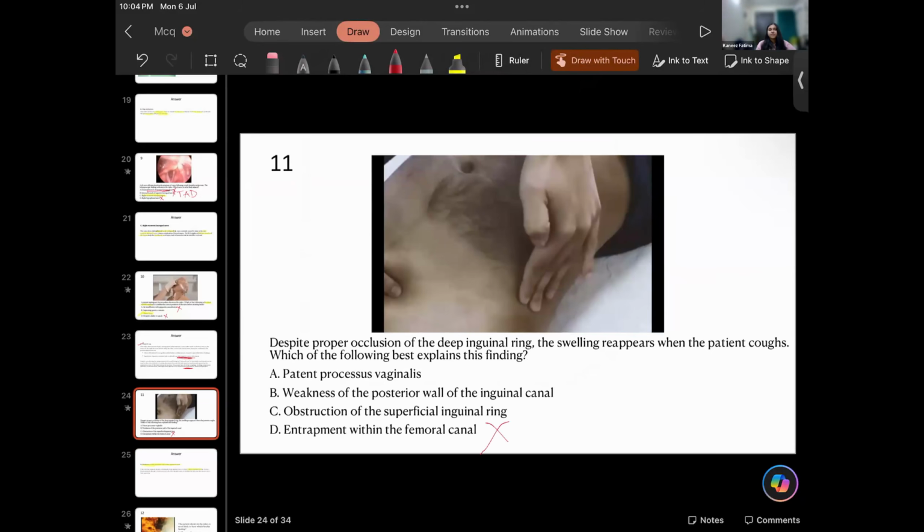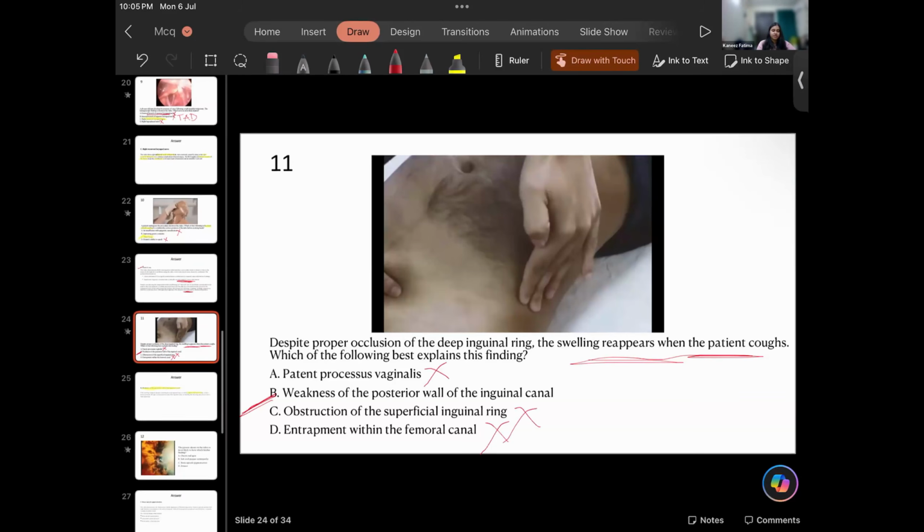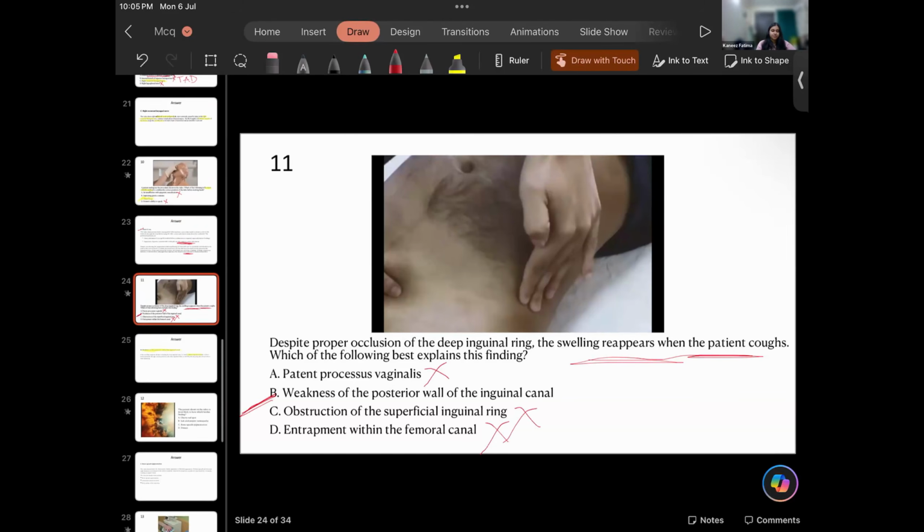With obstruction of the superficial inguinal ring, the cough impulse would not appear, but the question said that the patient coughs and the swelling reappears. So again, this is not the option. The patent processus vaginalis is the pathophysiology behind the indirect inguinal hernia. So this is not the option. The correct answer is weakness of the posterior wall of the inguinal canal. So you have to rule out the three wrong options, and then the fourth one would be the answer, and not directly arrive at the final answer.